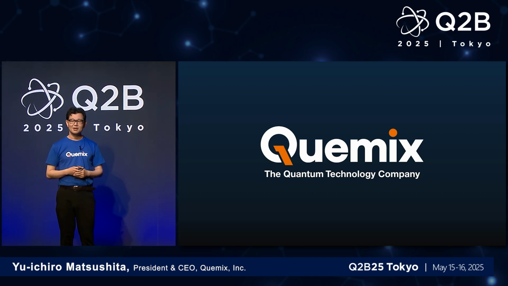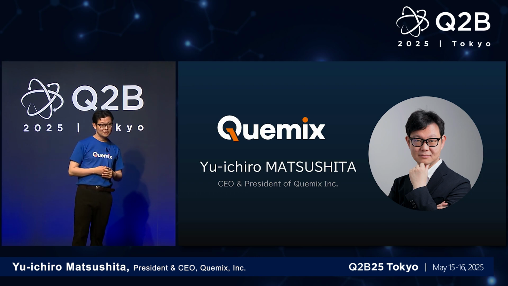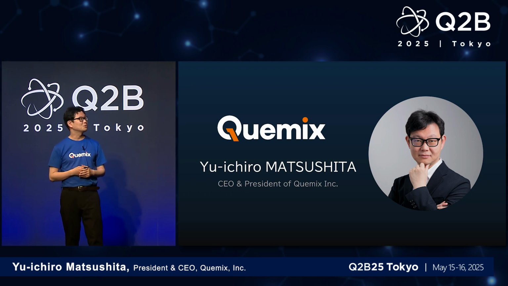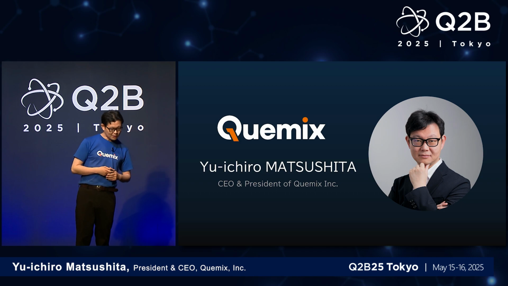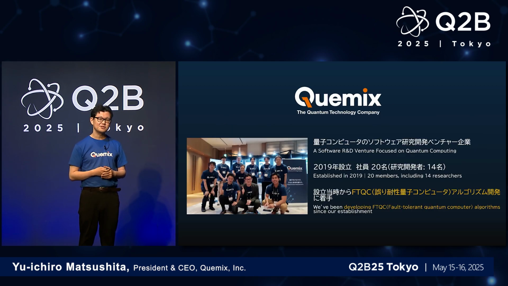So now we would like to start talking about our technology at Qemix and also our research these days. My name is Matsushita, and I'm the CEO of this company, Qemix. And I would like to introduce our company. What kind of company are we? Well, we are a software R&D venture focused on quantum computing. We were established in 2019, and now we have 20 members, including 14 researchers. So the majority of our people are researchers.